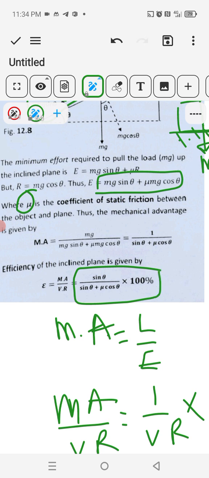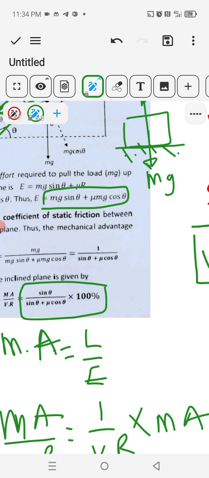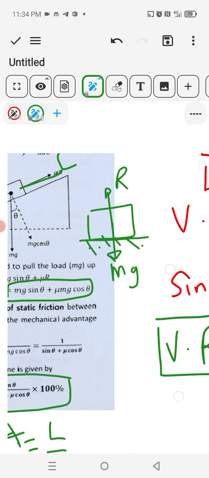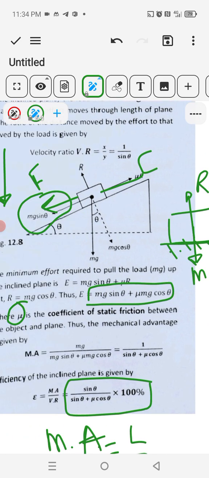But this formula, I don't need to cram it. Just know that it only comes into effect when there is friction. If there's no friction, the formula will remain the same: MA over VR times 100%. That will be the efficiency. So that's all you need to know about inclined plane. I hope you understand.